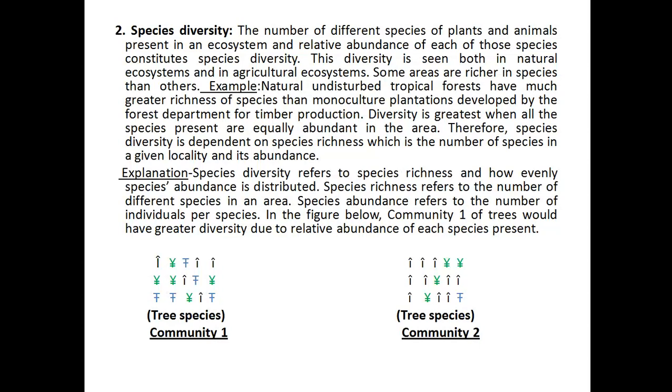Whereas in community 2, you can see that there are 10 black trees, 1, 2, 3, 4, 5, and there are 4 green trees and 1 blue tree. So looking at these two communities, you can say that community 1 of trees would have greater diversity due to the relative abundance of each species present.